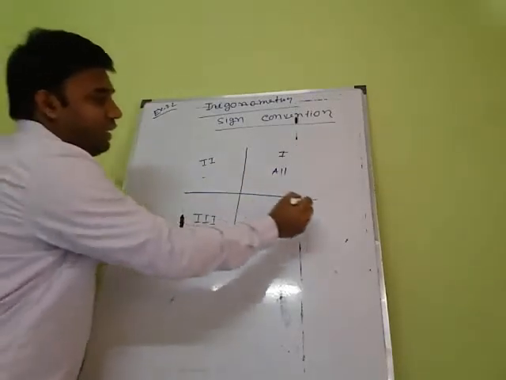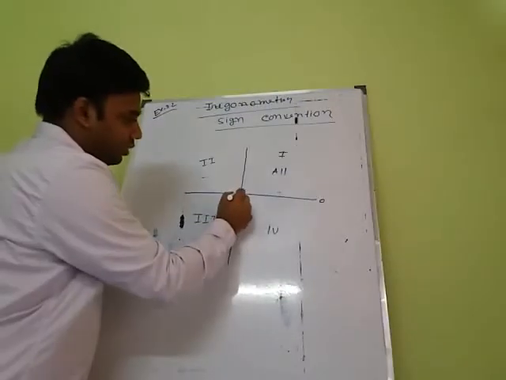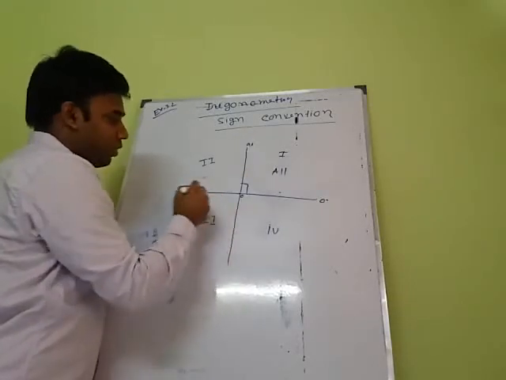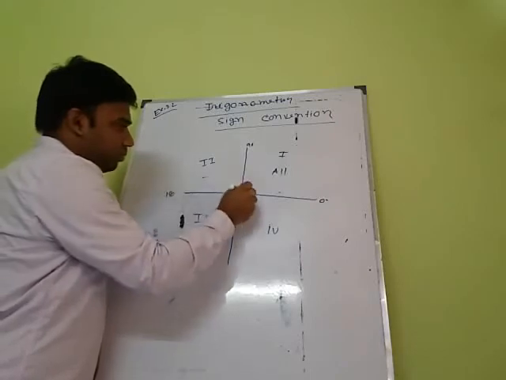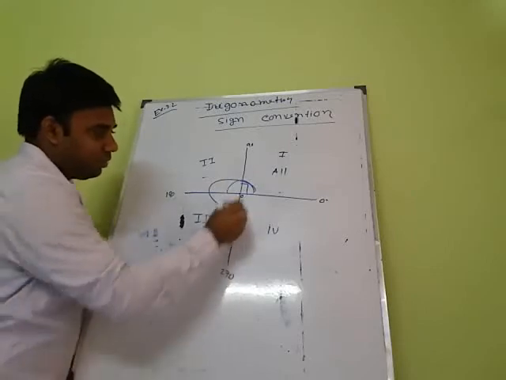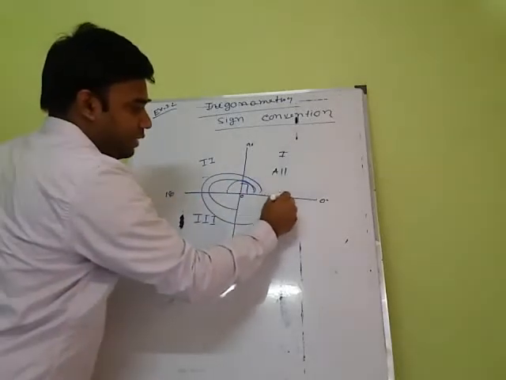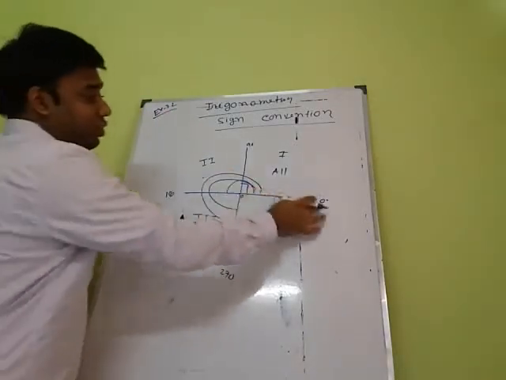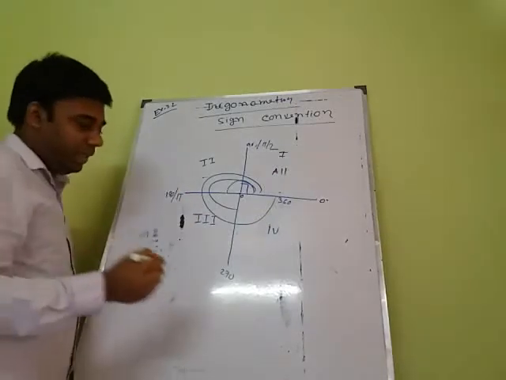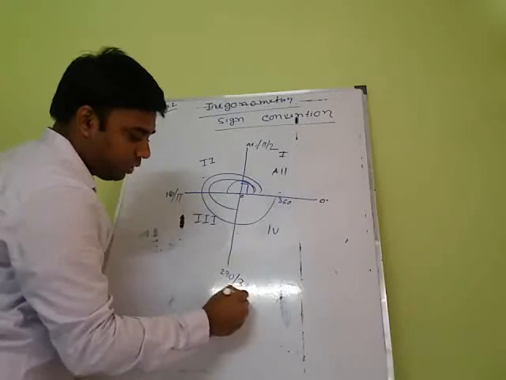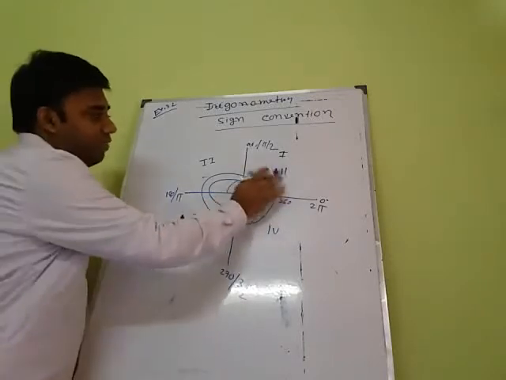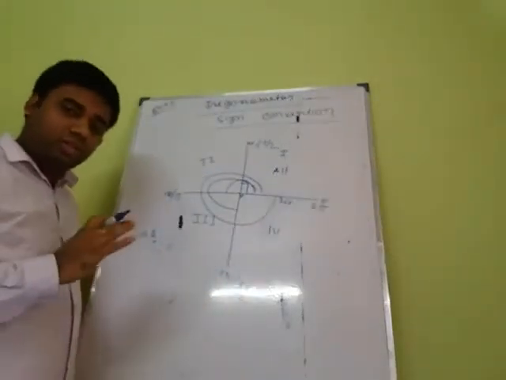If I denote this in degrees, that is 0 degree, 90 degree, 180 degree, 270 degree and 360 degree. And if I denote in radians, that is 0, here pi by 2, here pi (180 degree), 3 pi by 2 and 2 pi. Okay, that is radian. Now in the first quadrant all six ratios are positive.